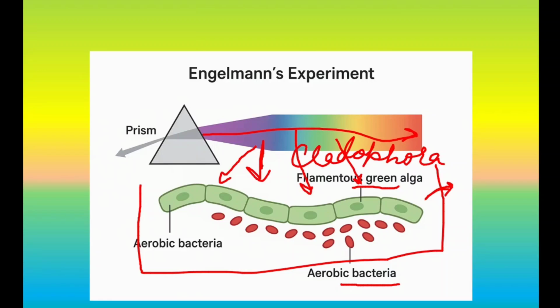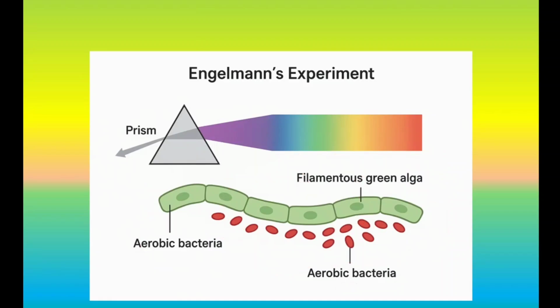He saw that the aerobic bacteria will only accumulate in the region of red light and in the region of blue light. Most of the aerobic bacteria will come to the blue, and most of the aerobic bacteria will come to the red light. So what does this represent? This represents that in blue and red light most of the photosynthesis takes place, and that's why most of the oxygen will be there, and therefore most of the aerobic bacteria will be accumulated there.